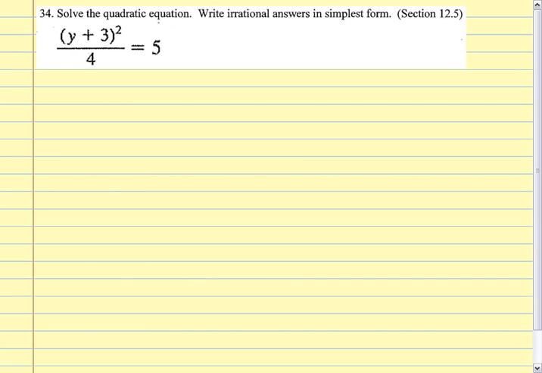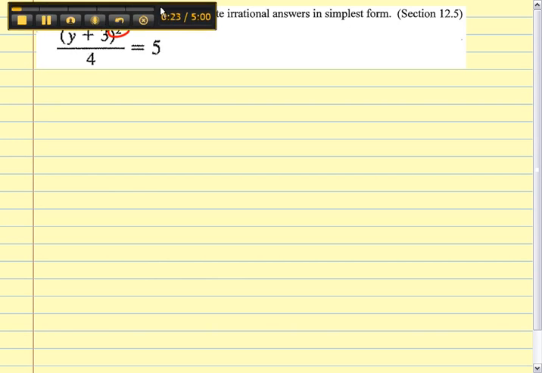Okay, folks, the last exercise of the review, number 34, says, solve the quadratic equation. Write irrational answers in simplest form. This was from section 12.5. Well, the first thing you want to notice, folks, is that we've got a perfect square here. You've got y plus 3 squared, okay?